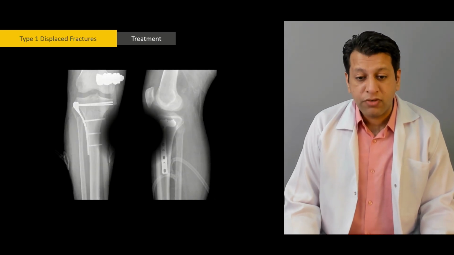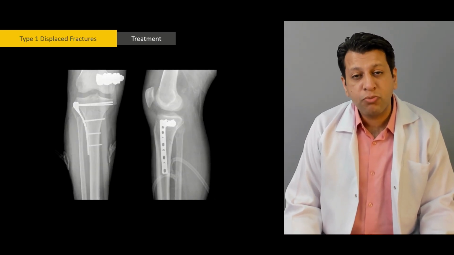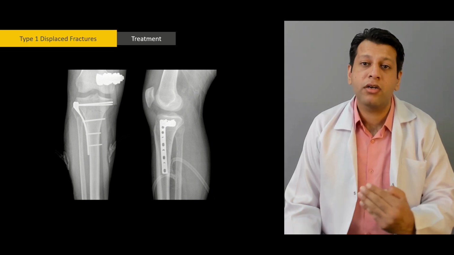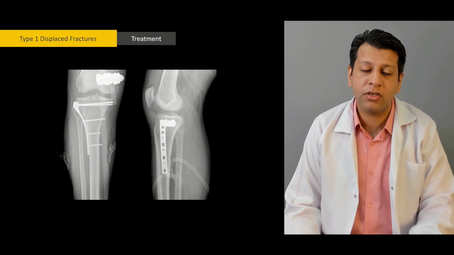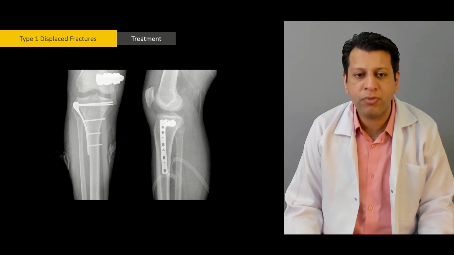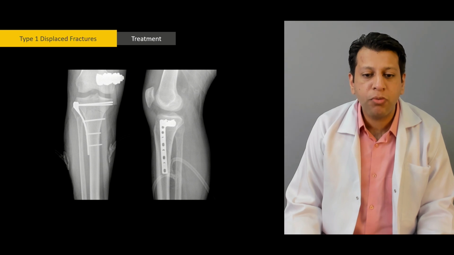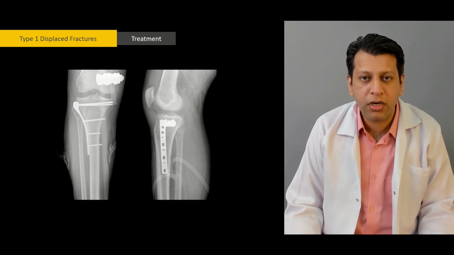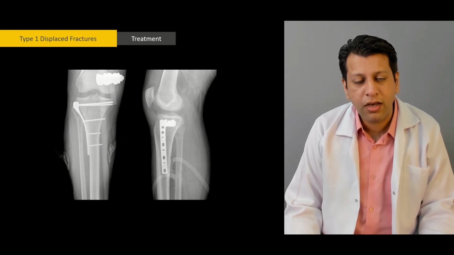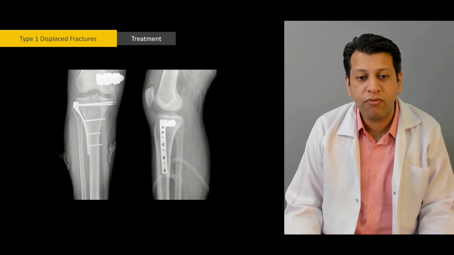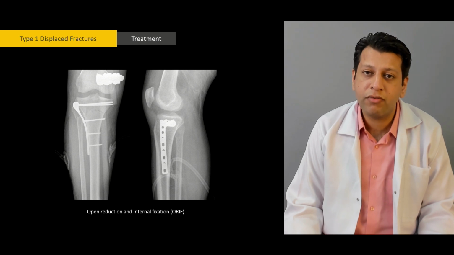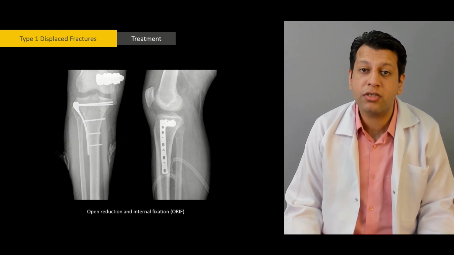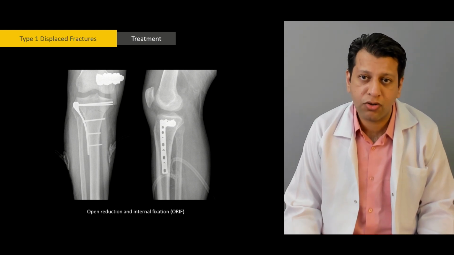So if it's a displaced fracture, displacement would mean that there is a category of displacement. Displacement is considered significant if there is more than 5 mm of displacement. Type 1 would mean there is a split of the lateral tibial condyle with more than 5 mm of displacement. For that, you need to have an open reduction internal fixation or closed reduction with percutaneous fixation with screws. Both options are good enough.